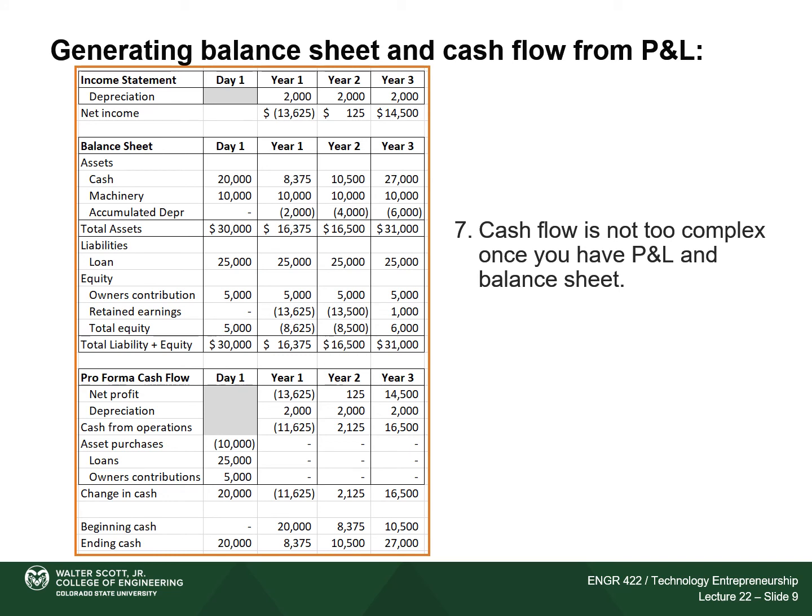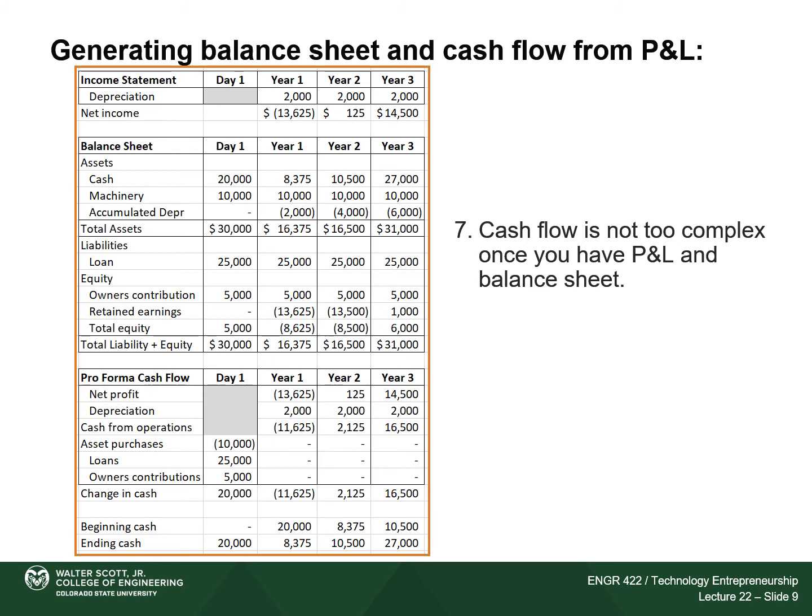Depreciation, that came from the income statement. When you take those two and you add them in the way in which I've shown you, that gives you the cash from operations. On day one, there was cash that was used for several things and there was cash that came in. On day one, $30,000 came in, which was $25,000 of loans and $5,000 worth of owner's contribution. And of the $30,000, 10 was spent on asset purchases, which left a change in cash on day one. The cash increased by $20,000.